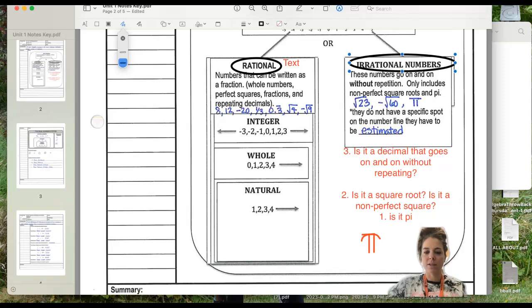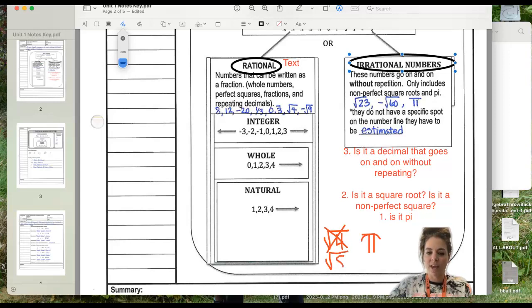Next, I'm going to ask, does the number I'm trying to decide have a square root? Meaning, does it literally have this symbol? If it has this symbol, then I have to ask, is it a non-perfect square? So for example, if I'm given the square root of 4, the square root of 4 is a perfect square, so it is not irrational. It's going to go over here to the rational spot. If I'm given the square root of 9, 9 would also be rational.